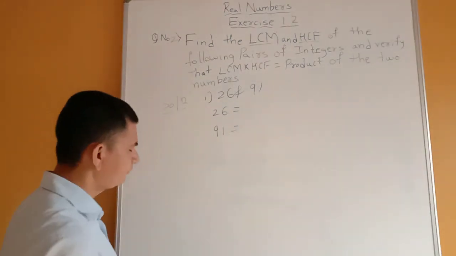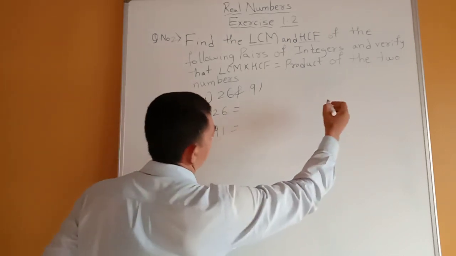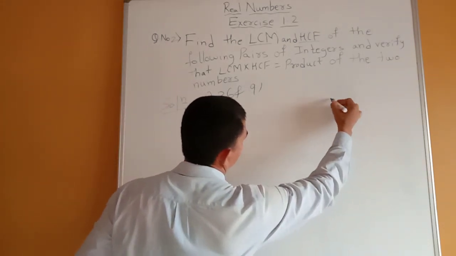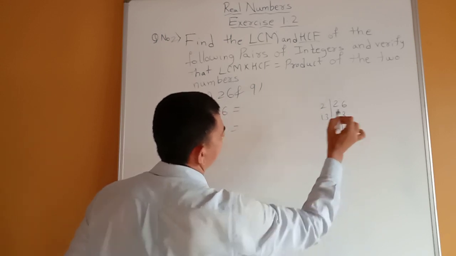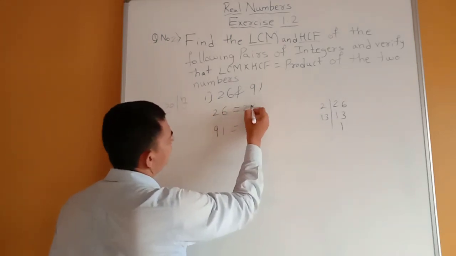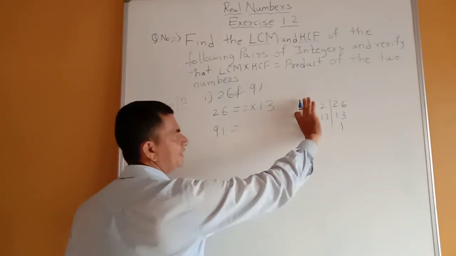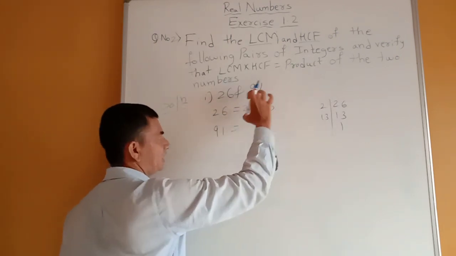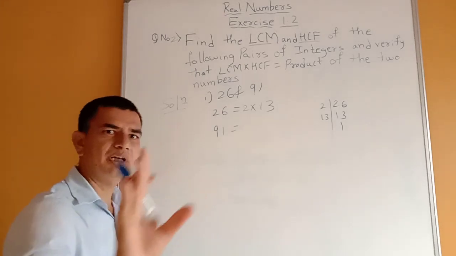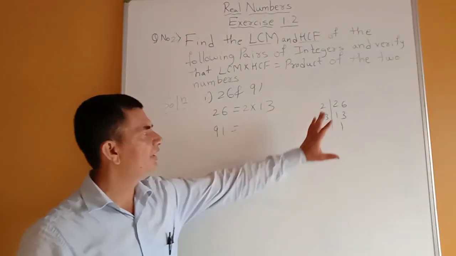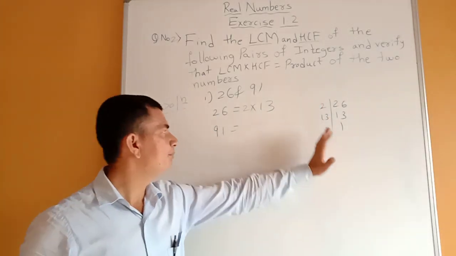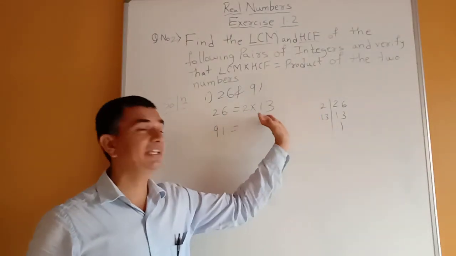Now for 26, in rough you can do this one. 2 ones are 2, 2 thirteens are 26. So you can write here 2 into 13. This is the rough one. If you know, you can write directly, because this number is very simple. Some students can't understand, for that reason I did the rough work here, because you should know how it came.